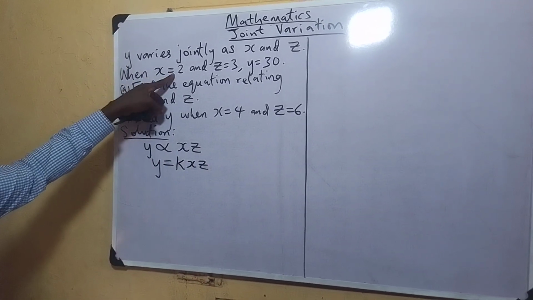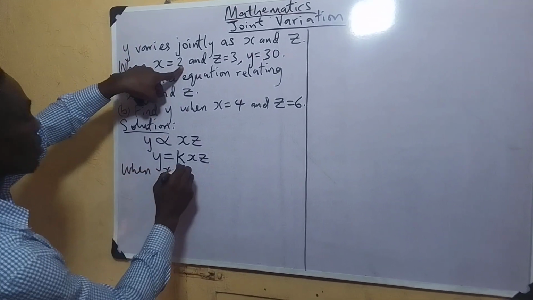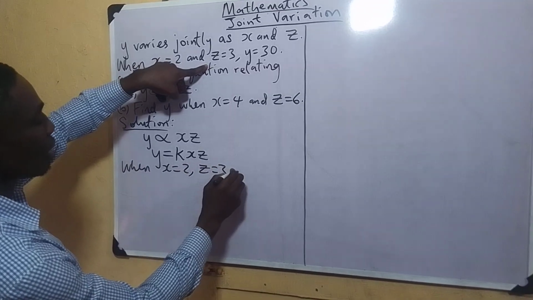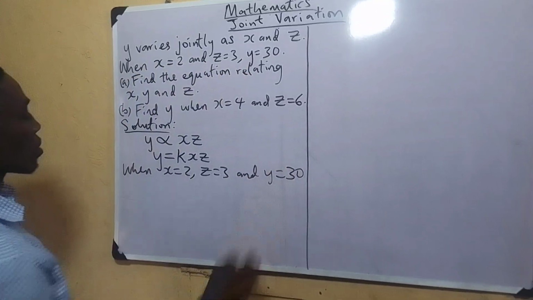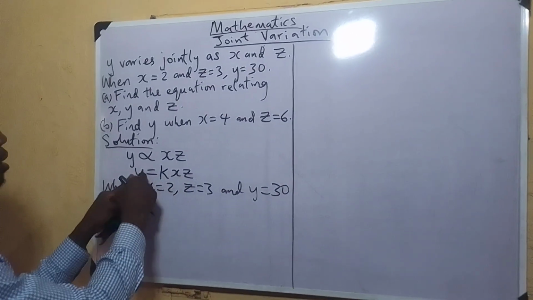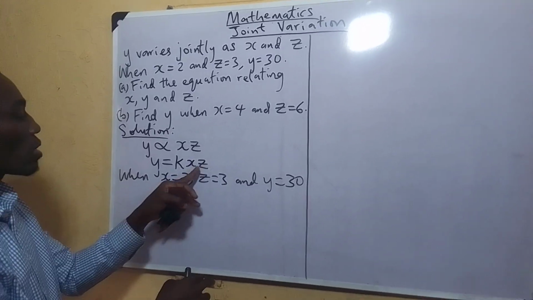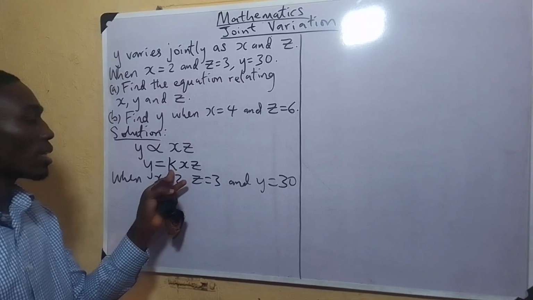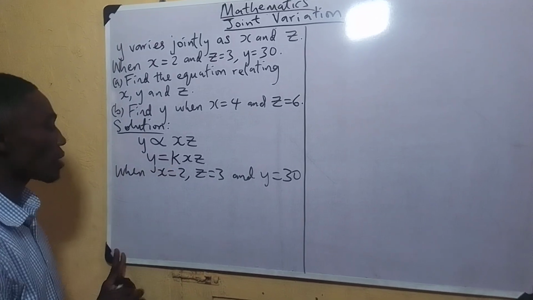Then the question says when x was 2, z was 3, and then y was 30. So we will substitute these values in this equation. Anywhere we see y, you replace it with 30. Where you see x, you replace it with 2. And where you see z, you replace it with 3. So that we can find this k that is unknown. So this k is a constant.